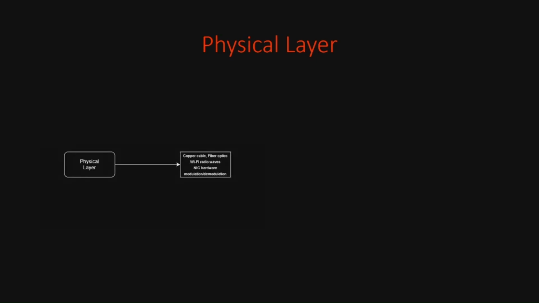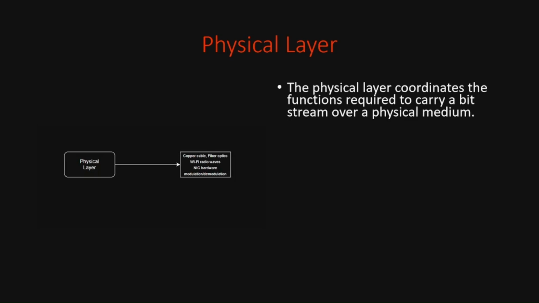Now that we stepped inside the OSI building, let's open the door to the very first floor, the physical layer, the true foundation of everything. Imagine you are standing at the base of a massive communication tower. This is where every journey of data begins, not as words, not as files, but as tiny electrical signals and pulses of light. The physical layer coordinates the function required to carry a bit stream over a physical medium. In simple terms, if your message was a traveler, the physical layer decides how it steps onto the road, whether it goes as a voltage, light, radio signal, or anything the hardware can carry.